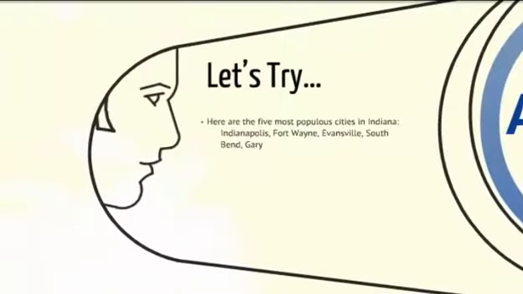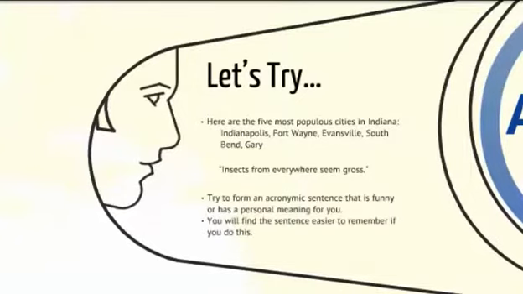Let's try creating an acronym. Try to make an acronym out of the 5 most populous cities in Indiana, which include Indianapolis, Fort Wayne, Evansville, South Bend, and Gary. You may pause this video to give yourself time to write down your response. Here is a possible acronym for this list. When making an acronym, try to make it funny or have personal meaning.